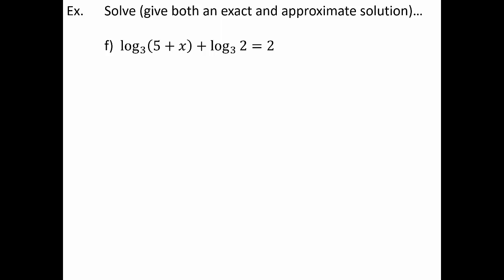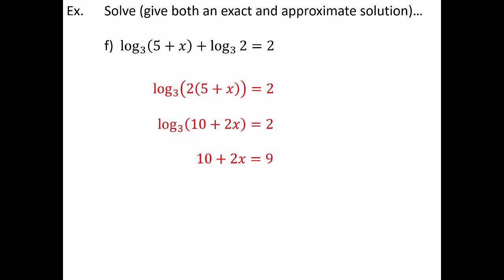I'm going to start by using a log property. Addition becomes multiplication. 5 plus x gets multiplied by 2. If I distribute, that would become 10 plus 2x. Exponentiate both sides with a base of 3. That gets rid of the logarithm on the left and gives me 3 squared, or 9, on the right. Subtract 10, divide by 2.